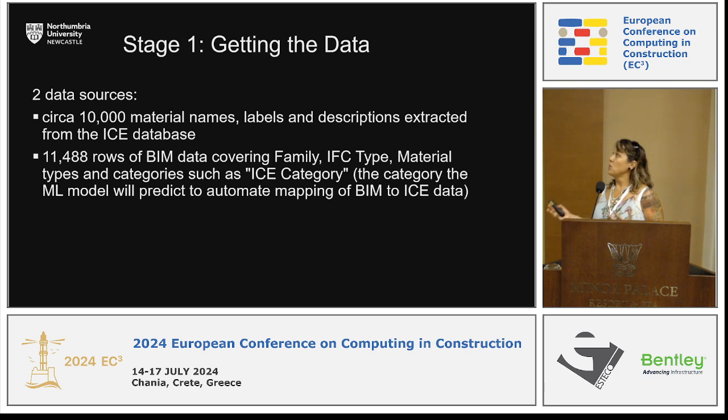So the data that we were working with was data out of the ICE database. So we had around 10,000 rows of carbon data from the ICE database, which had information about material names, labels, descriptions, and carbon classifications, if you like. And we were really lucky, so XBIM gave us 11,500 rows of BIM data. So this was data of industry BIM models, covering various aspects such as IFC family, IFC type, material types, and so on.